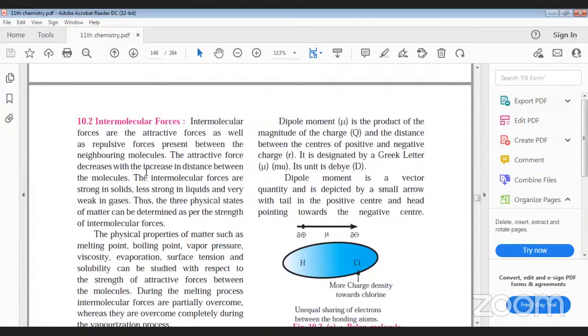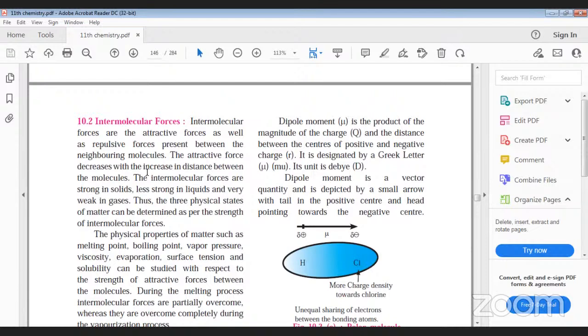Suppose I heat a solid. What will happen? The molecules present in the solid will start moving away from each other due to the heat provided. So what is going to increase then? Distance will increase. So if attractive forces decrease, what will happen?